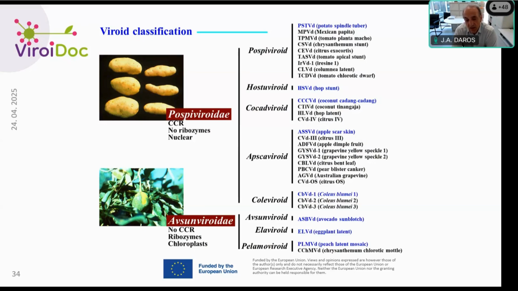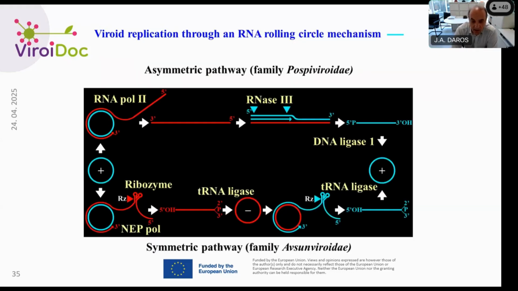In contrast, some other viroids that are gathered in the family Avsunviroidae replicate and accumulate in the chloroplast of infected cells. One of the interesting properties of these viroids is that they contain hammerhead ribozymes. Either in the Pospiviroidae or Avsunviroidae family, viroids replicate through an RNA-based rolling circle mechanism, no DNA intermediates.